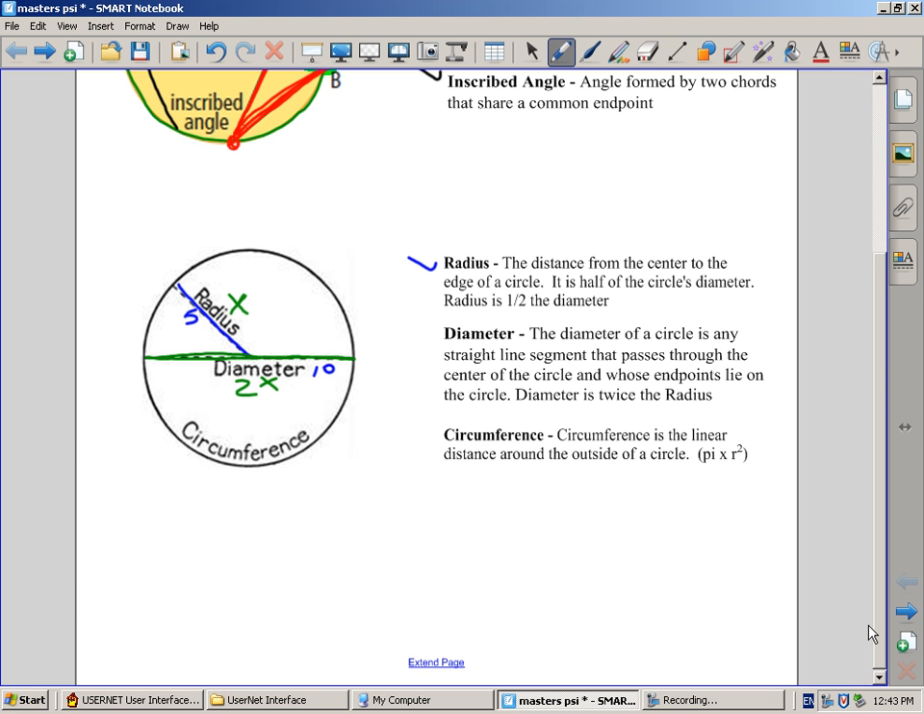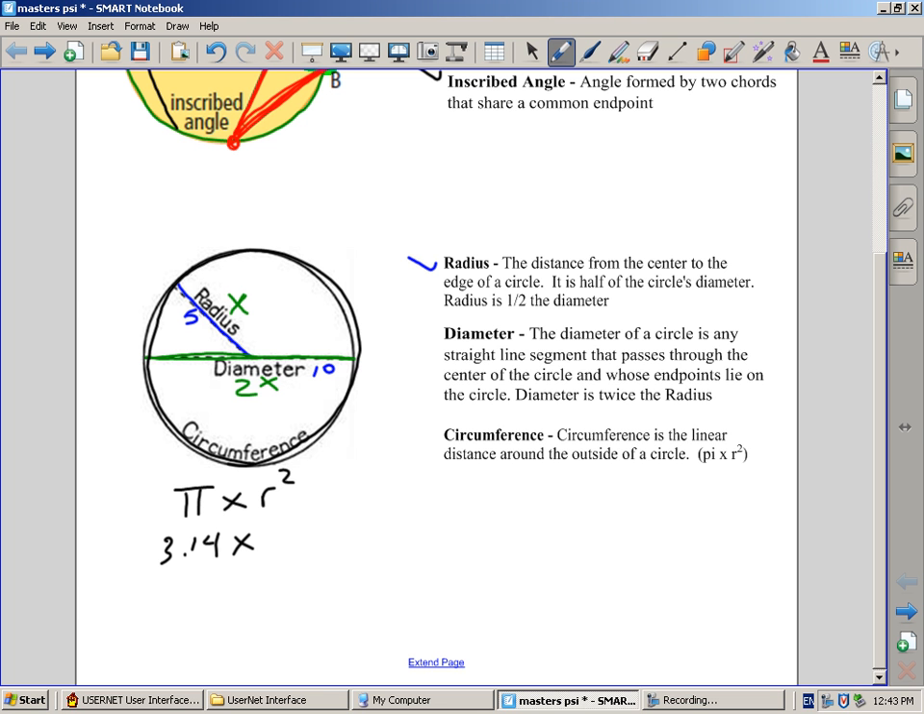Now circumference is the linear distance around the outside of a circle. So as stated earlier, the circumference goes all the way around the circle, and instead of calling that perimeter, we call that circumference when we're talking about a circle. And to figure that out, we would determine what pi multiplied by r squared is. So pi is always 3.14.